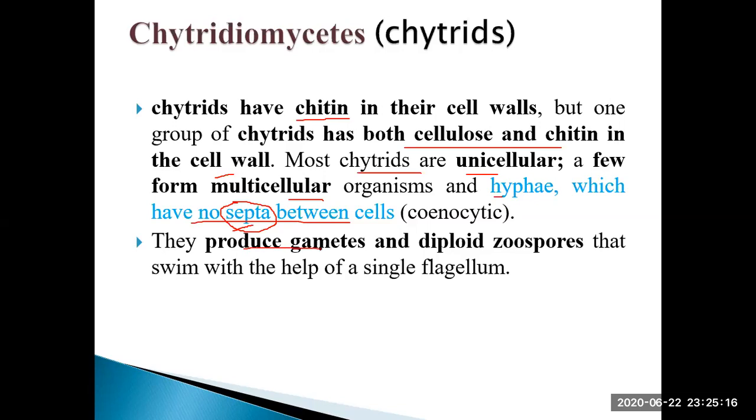They produce gametes and diploid zoospores that swim with the help of a single flagellum. Okay, they can produce gametes for their reproduction, and the zoospores are also diploid. So they can swim with the help of a single flagellum and then reproduce.